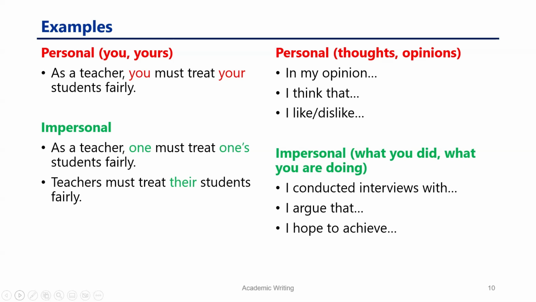In academic writing, we must avoid being personal. That is, referring to the reader with words like you and yours. For example, as a teacher, you must treat your students fairly. We want to write in an impersonal way, not mentioning the reader. For example, as a teacher, one must treat one's students fairly, or teachers must treat their students fairly.